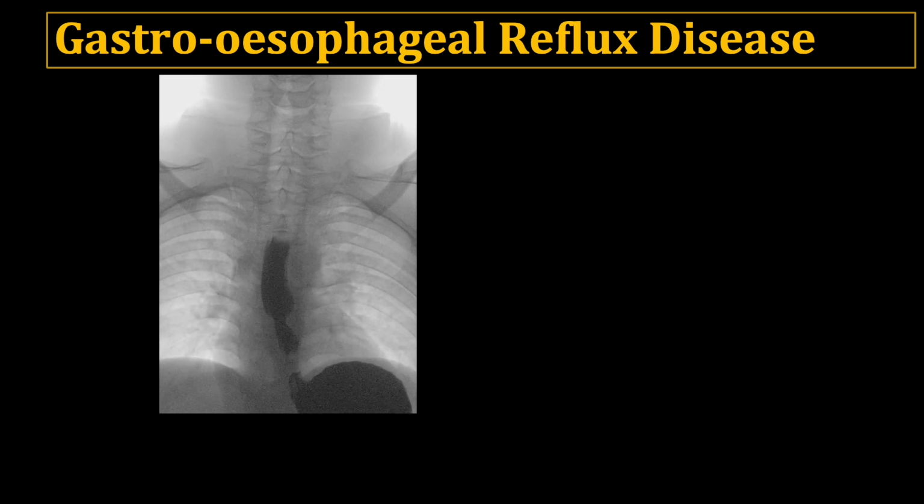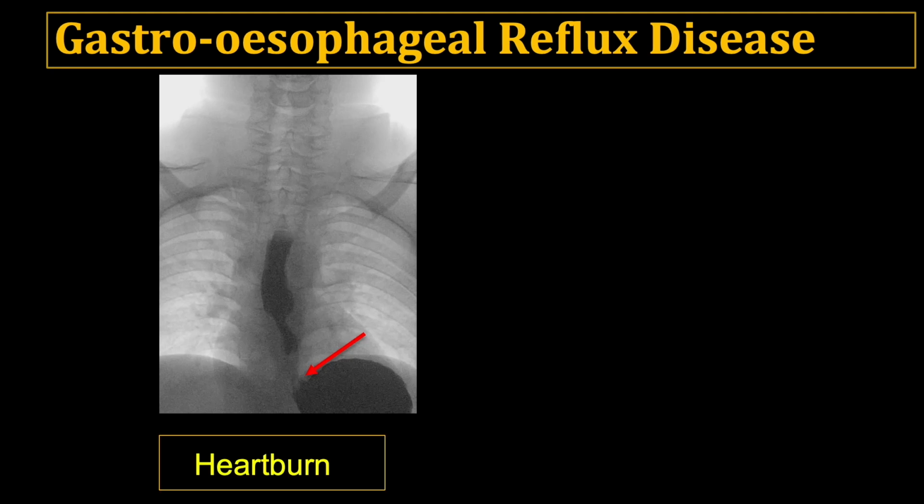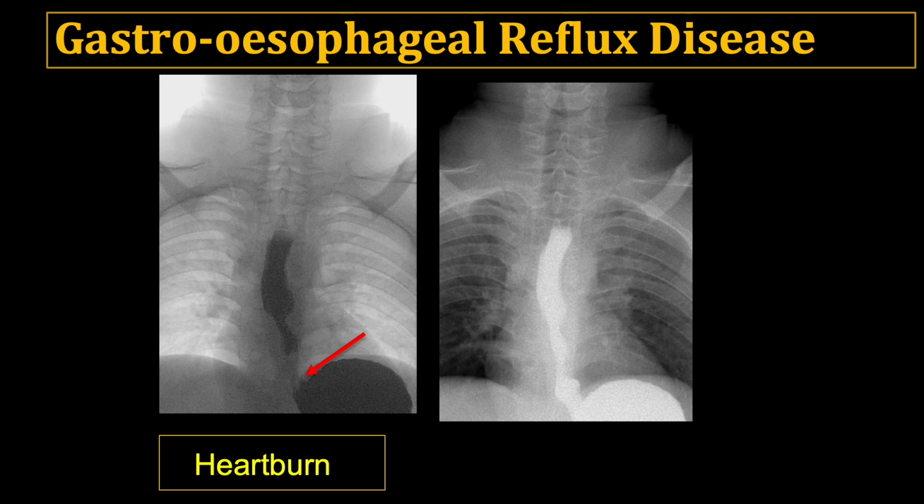Now coming to a common condition of the esophagus, which is known as gastroesophageal reflux disease. This condition most commonly presents with heartburn. Heartburn refers to a burning sensation behind the sternum. This symptom usually mimics the chest pain of acute coronary syndrome, which needs to be differentiated. Another symptom of gastroesophageal reflux disease is regurgitation. Regurgitation refers to the effortless return of food into the pharynx without any nausea.